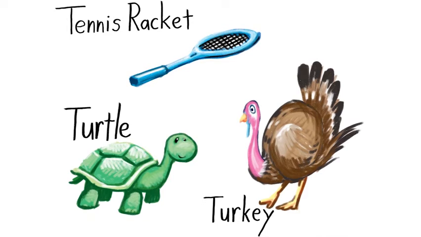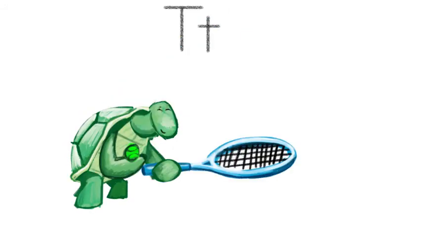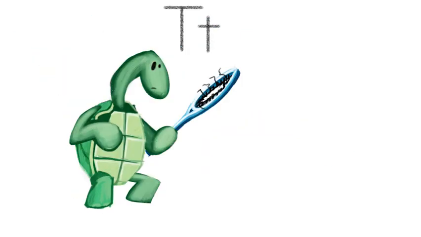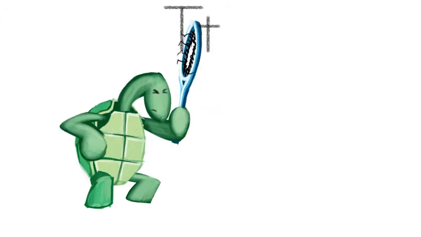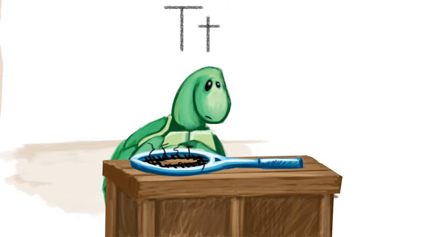Okay, here's our story. One day, Trevor the turtle was playing tennis when his tennis ball broke through his racket. Oh no, he said. Then he went back home to find something to help him fix his racket.